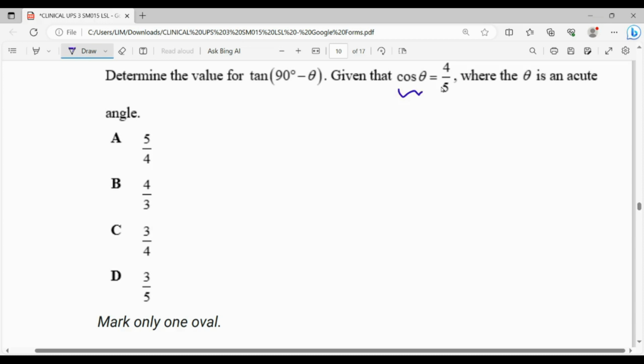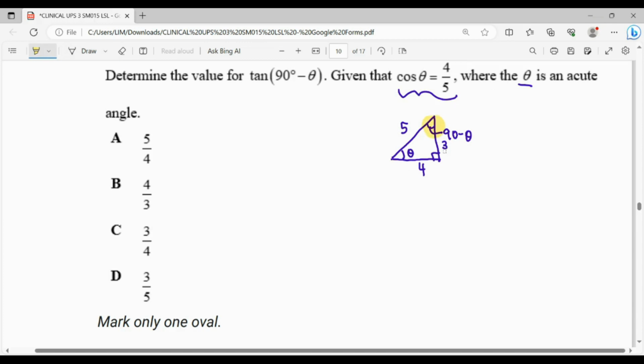So when you have a trigonometric angle value, actually, they say the angle is an acute angle, means it will be in a triangle. When this is your theta, means up here will be 90 minus theta. So refer to your theta first. Cos is adjacent over hypotenuse. So therefore the opposite here will be, using the Pythagoras theorem, 3.